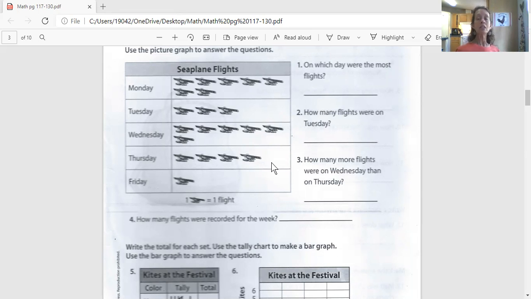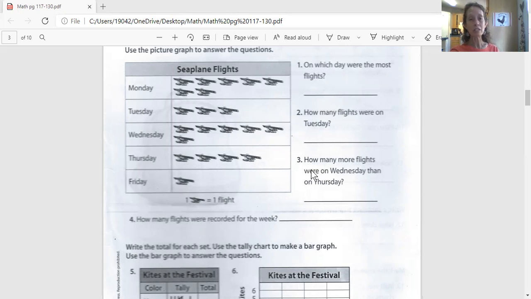All right. This page is titled Seaplane Flights. Okay, that's the title of it. And on one side, we have the days that the flights happen. And on the bottom, we have a key. And this key tells me that every time you see one of these pictures of an airplane, it means one flight. Okay? So, number 1 says, on which day were the most flights?